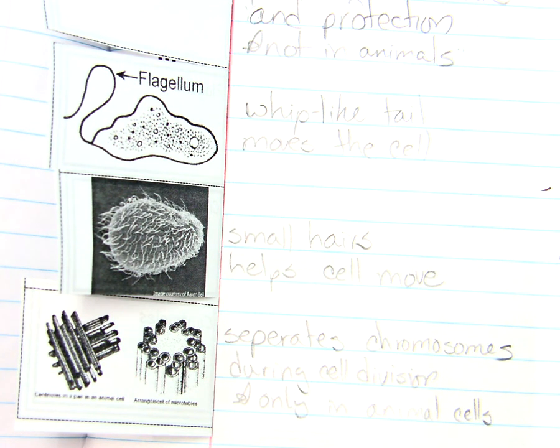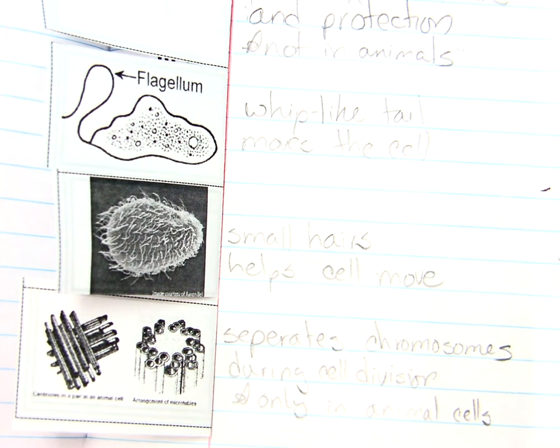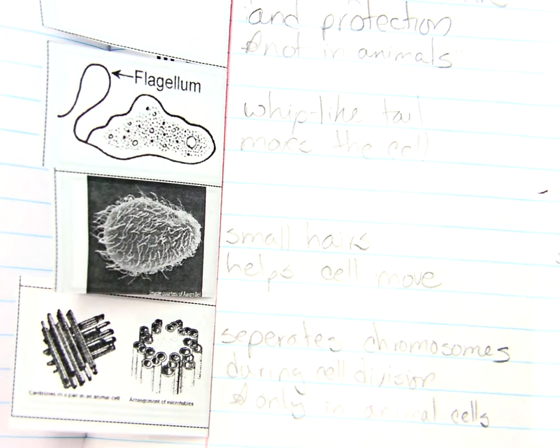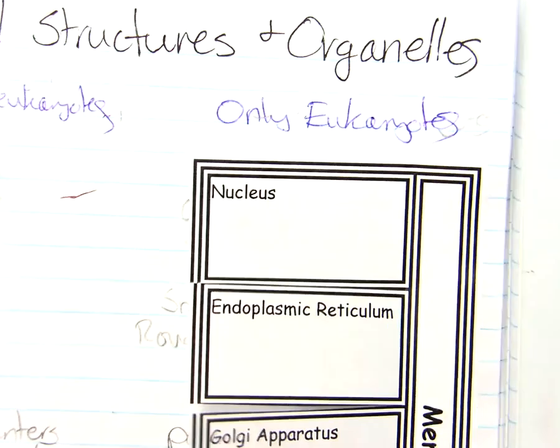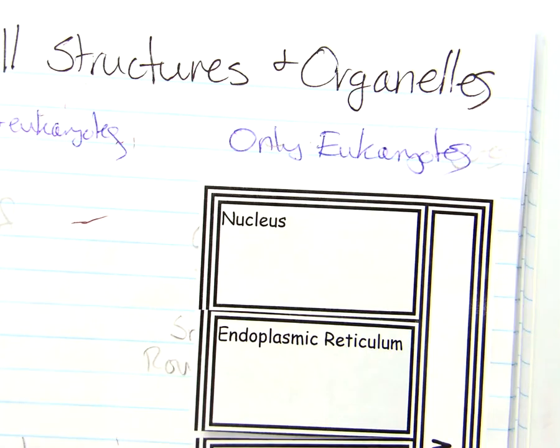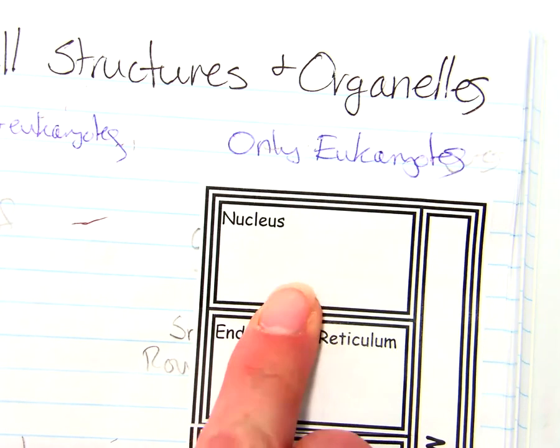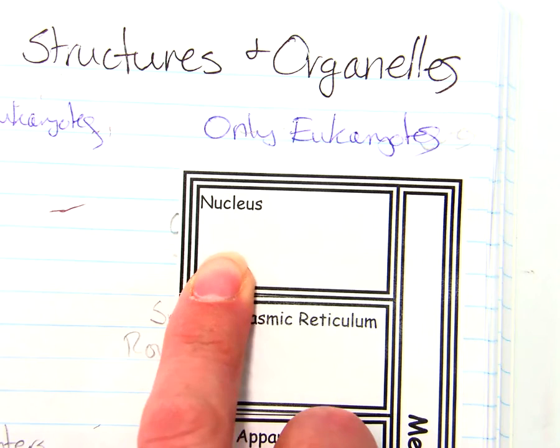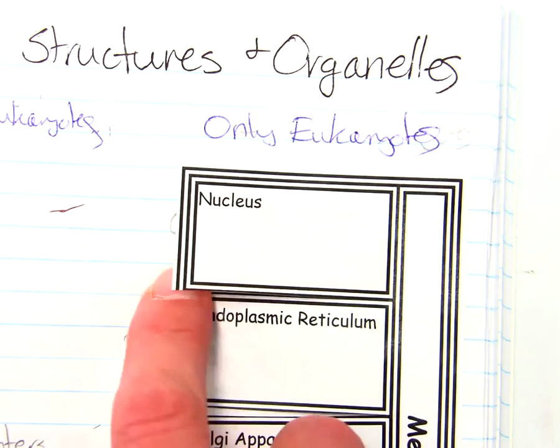Does everybody have this? All right, so now we're going to go over to the organelles. These membrane-bound organelles are found only in eukaryotes. The most important one is listed first, the nucleus.